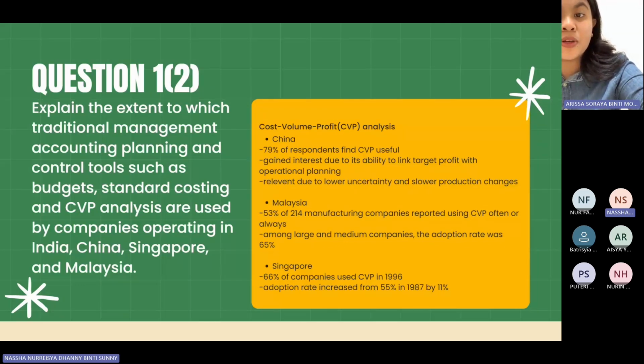Last but not least, Singapore. There is ongoing adoption of cost volume analysis, with 60% of companies using it. The rate itself has increased over the years, which reflects its perceived authority in decision making. That's all for me. Thank you for listening.